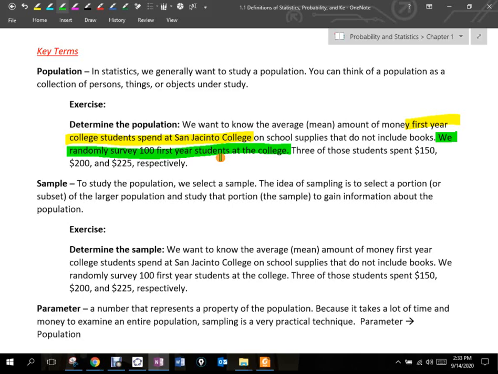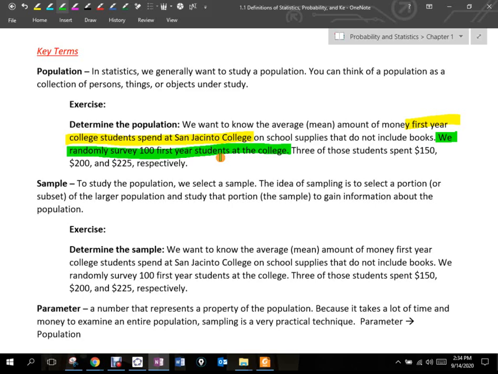If I'm going to the bookstore and I'm buying all my books brand new, I've got money to spend. Does that make sense? Okay. So sampling those 100 people, there's kind of an income disparity between those 100 and the other however many thousand first-year students there are. That would not give me a good representation of the population. Okay, so there's bias in that sampling.